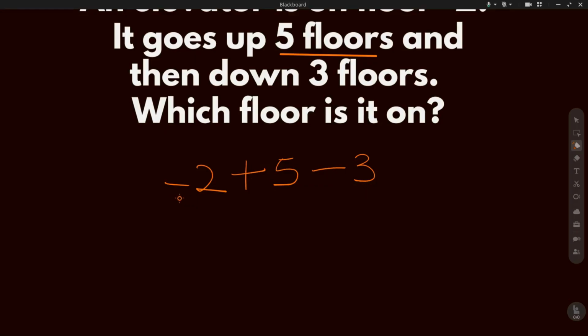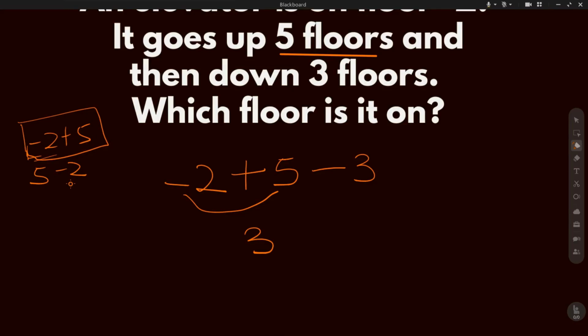So now we say -2 plus 5. This gives 3, because -2 plus 5 is the same thing as 5 minus 2. And don't forget, when you're having questions like this, the sign of the bigger number will be the sign of your answer. If the bigger number has negative, your answer will be negative. If the bigger number is positive, your answer will be positive.